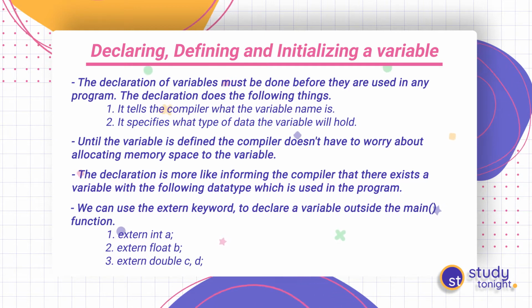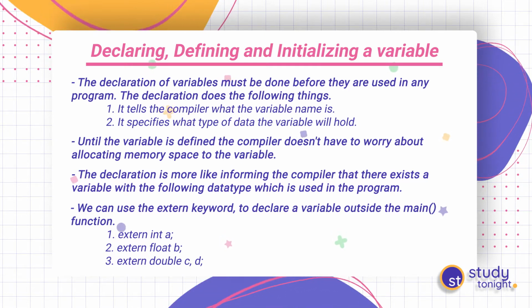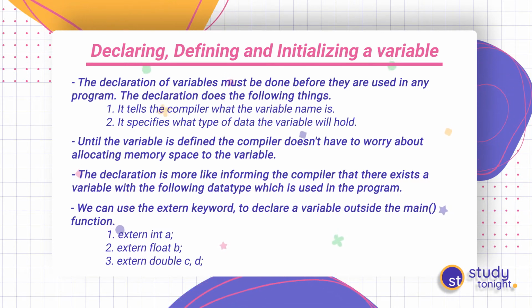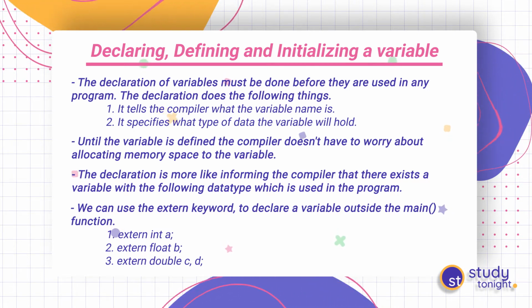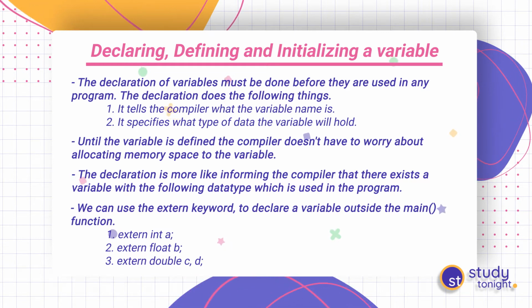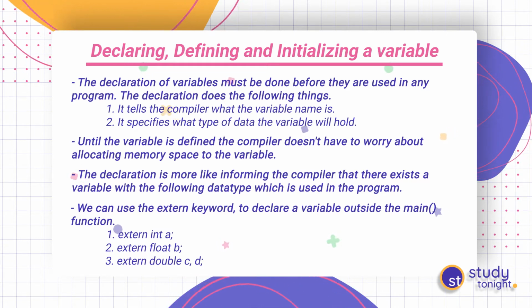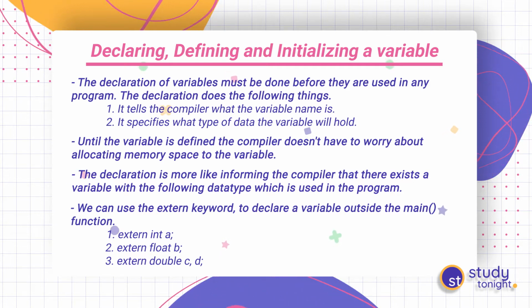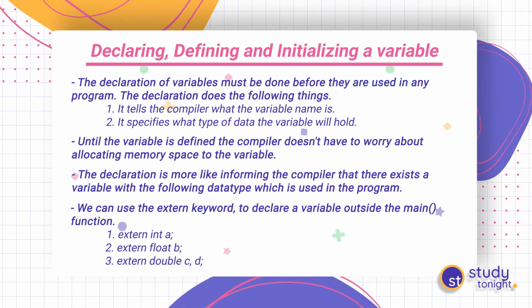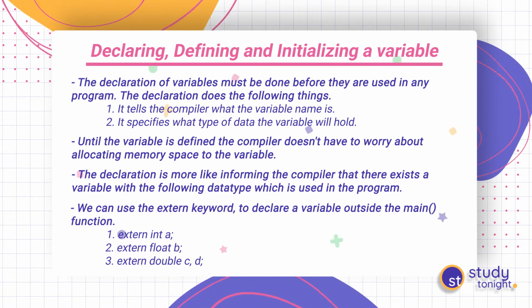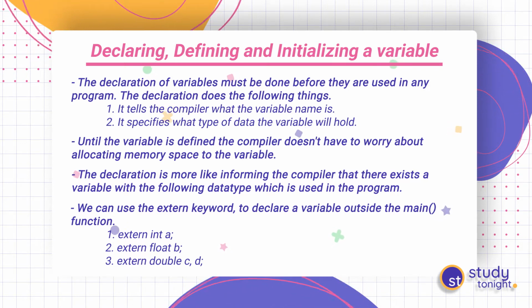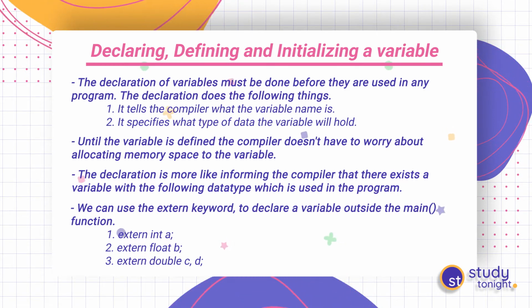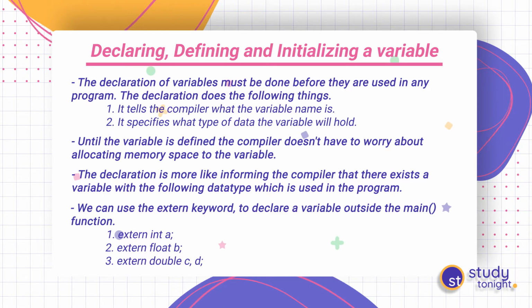A variable is declared using the extern keyword outside the main function. So whenever we are declaring any variable outside the main function, we will use it with the extern keyword. Here are some examples. extern int a. So we are declaring a variable of integer type outside the main function. Then extern float b, extern double c, b. So here two variables are declared.